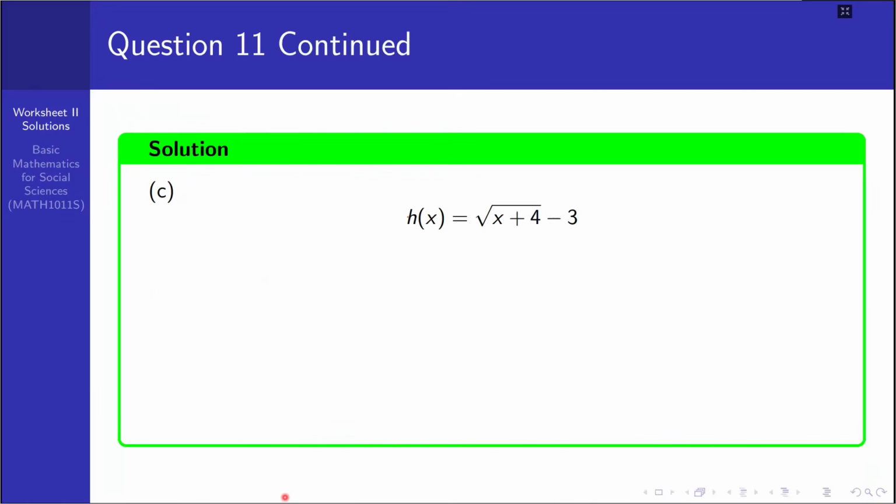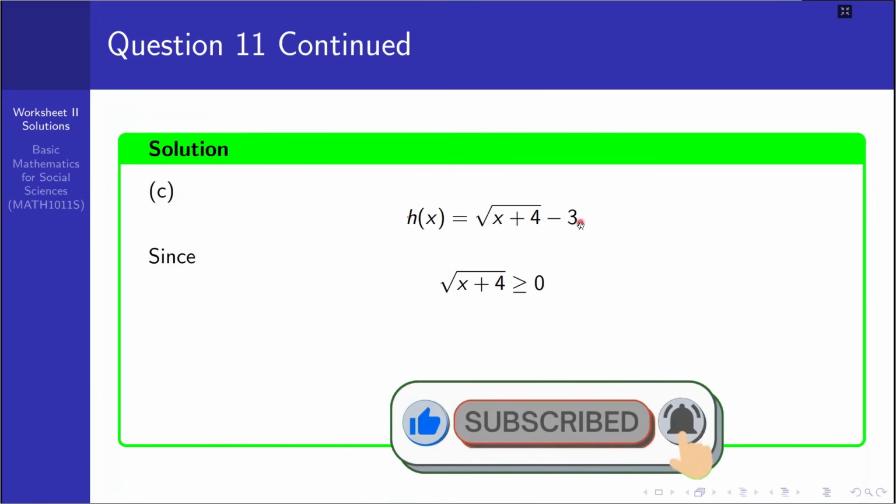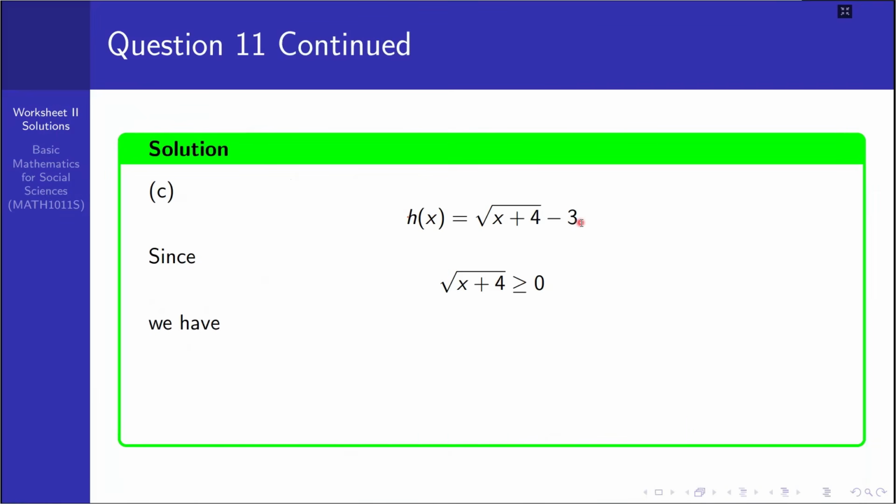Okay, c, h of x equal to the square root of x plus 4 minus 3 is given. The square root is positive, or greater than or equal to 0, and we have minus 3 here. Therefore, h of x is greater than or equal to 0 minus 3, which is greater than or equal to minus 3. Therefore, the range is the interval from minus 3 to positive infinity.